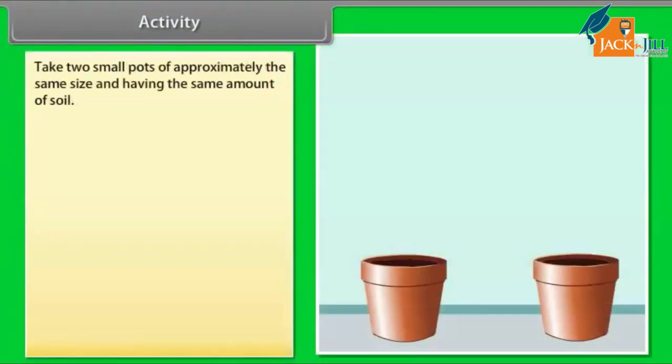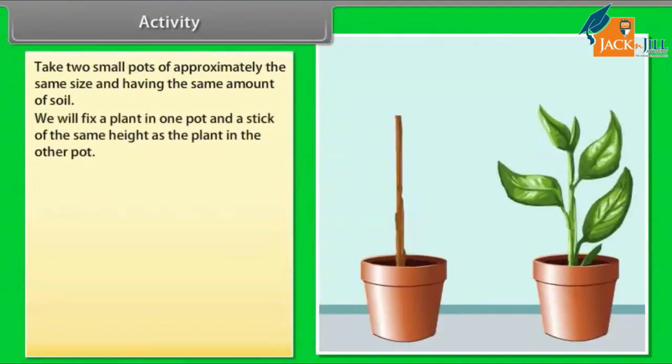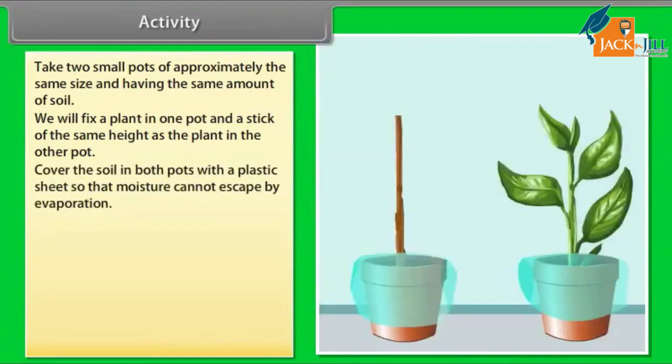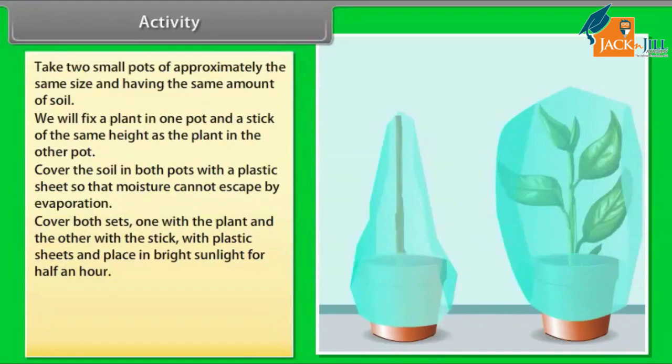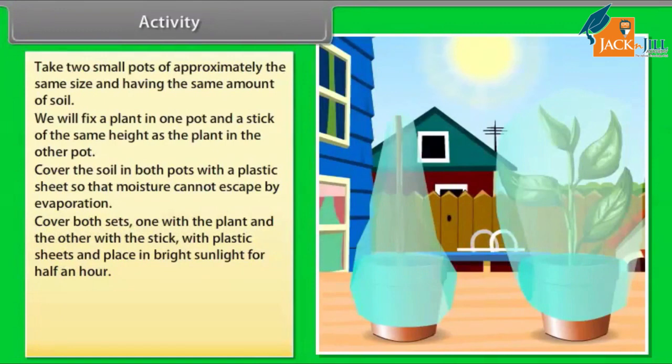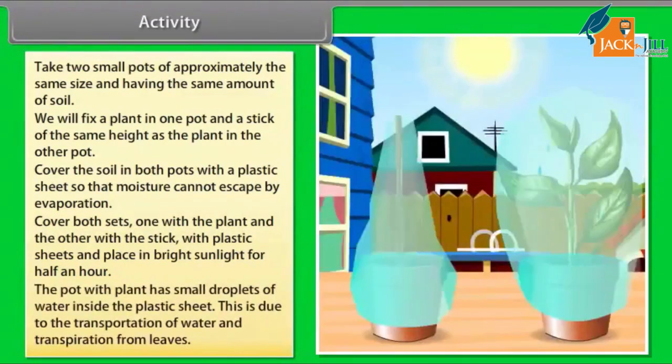Activity. Take two small pots of approximately the same size and having the same amount of soil. Fix a plant in one pot and a stick of the same height as the plant in the other pot. Cover the soil in both pots with a plastic sheet so that moisture cannot escape by evaporation. Cover both sets, one with the plant and the other with the stick, with plastic sheets and place in bright sunlight for half an hour. The pot with the plant has small droplets of water inside the plastic sheet. This is due to the transportation of water and transpiration from leaves.